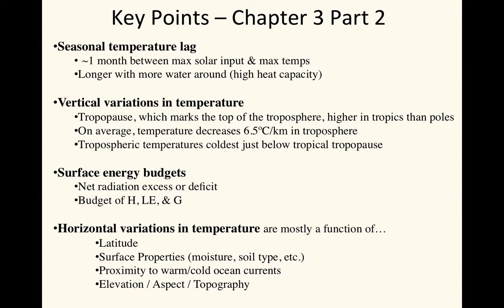Horizontal variations in temperature are mostly a function of the latitude, as the tropics are warmer than the poles, as well as the surface properties, such as how much moisture there is to evaporate, the thermal conductivity and soil type, and proximity to warm and cold ocean currents. Again, the oceans have a high thermal inertia, so if you live by them, you also have a high thermal inertia. Elevation, aspect, and topography are important as well. As you go up in elevation, you cool more effectively at night due to having less greenhouse gases, so your nighttimes are typically colder.